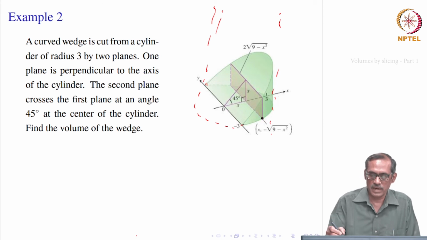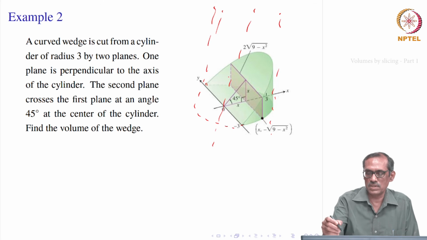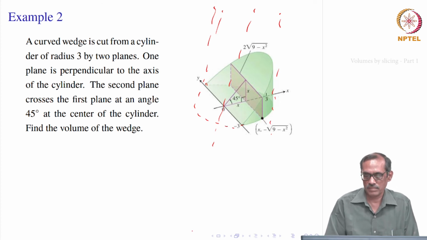Now, such a cylinder is cut by 2 planes. One plane is perpendicular to the axis of the cylinder. So, the axis of the cylinder is this one, and to that it is perpendicular, that is, we will take that as the xy plane itself, right. This is the z axis we will be taking, the axis of the cylinder. Let us choose our x axis and y axis in that base itself.